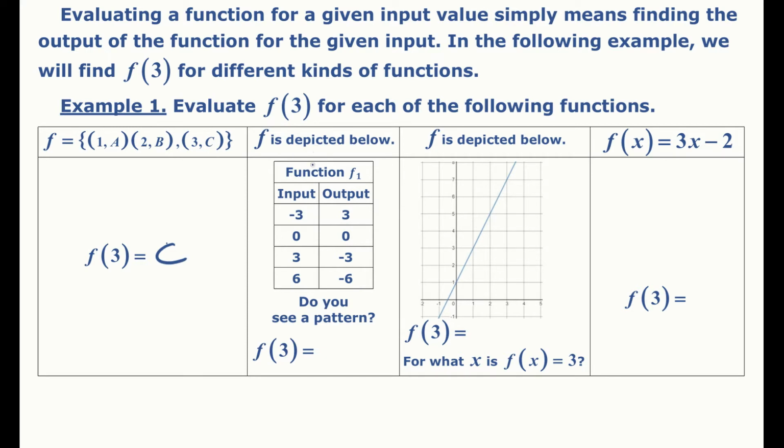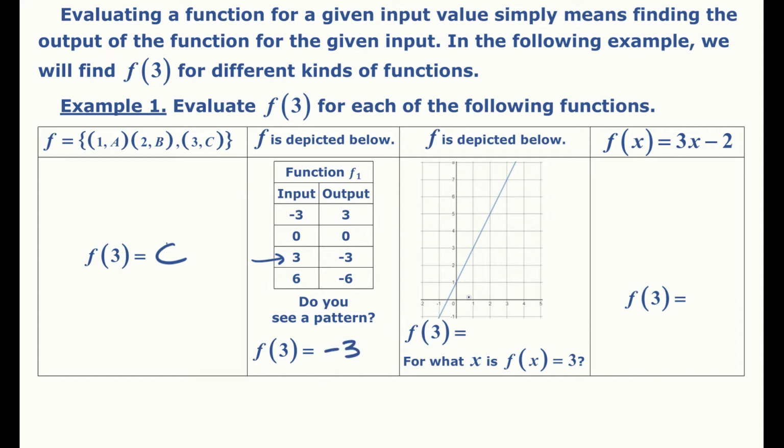We have another function here. This time it's depicted in tabular form, or in the form of a table, and we're asked for f of 3 as well, right? So again, we have to look in the input column for the input 3. So we see it right here, and now we're going to find the output, which is of course this corresponding number right here. So that'll be -3.